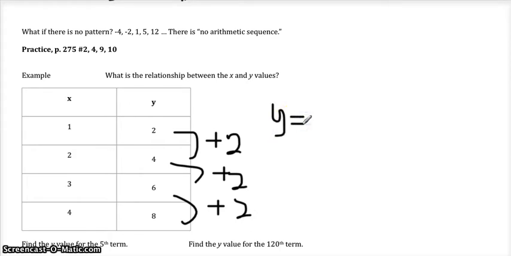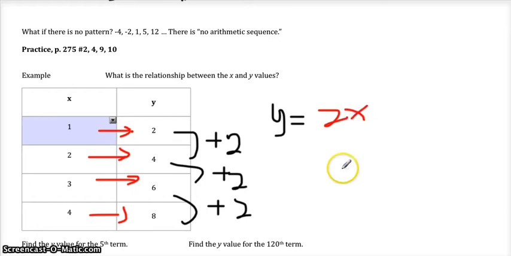And we touched upon this a little bit in our last section when we were talking about functions. So we have y equals, take a look. We've also got a nice little relationship going from here to here. What do you notice happening from here to here? We have multiplying. So y equals 2x. And that's the relationship between the x and y values.